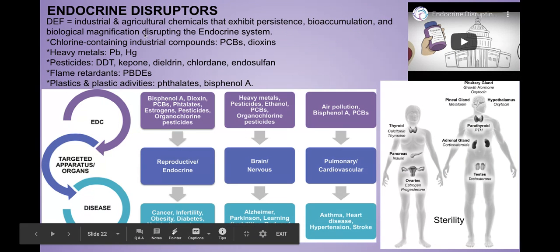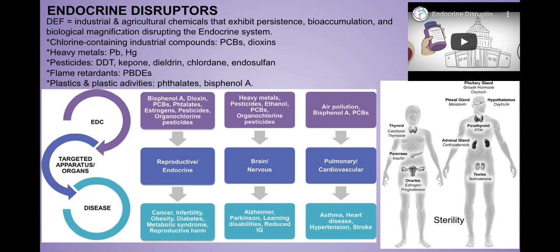Okay, so again, endocrine disruptors are chemicals that are coming from industries and agriculture that will show persistence, bioaccumulation and biomagnification, and will affect our endocrine system. Usually, those involve chlorine-containing industrial compounds, such as PCBs and dioxins. You do need to know that list, so make sure you take a look at this and memorize this list. We have heavy metals that are also endocrine disruptors, pesticides as well, flame retardants, plastics, and plastic additives. And these plastics and plastic additives come in just water bottles by themselves as well.